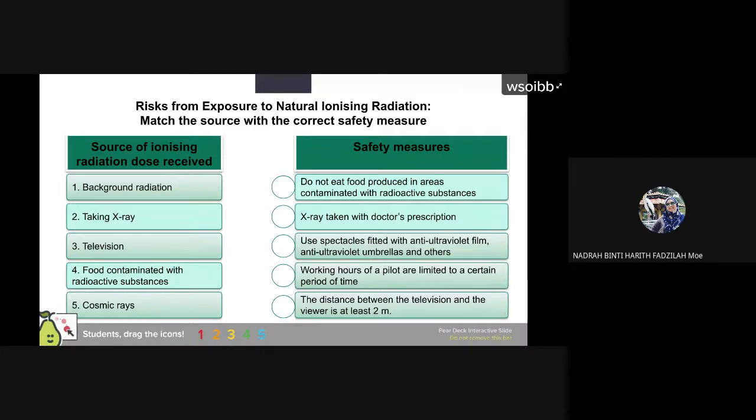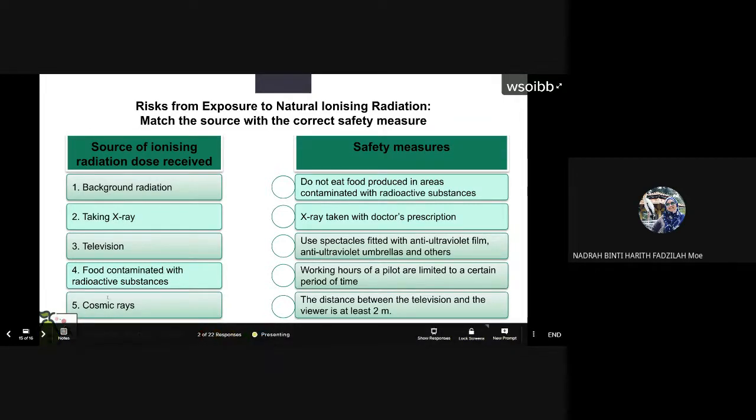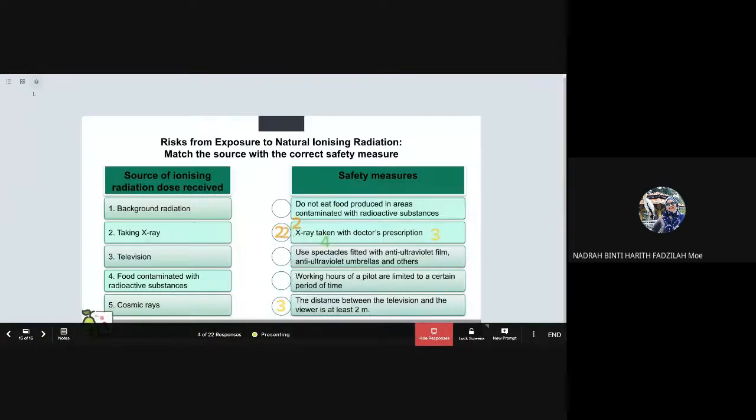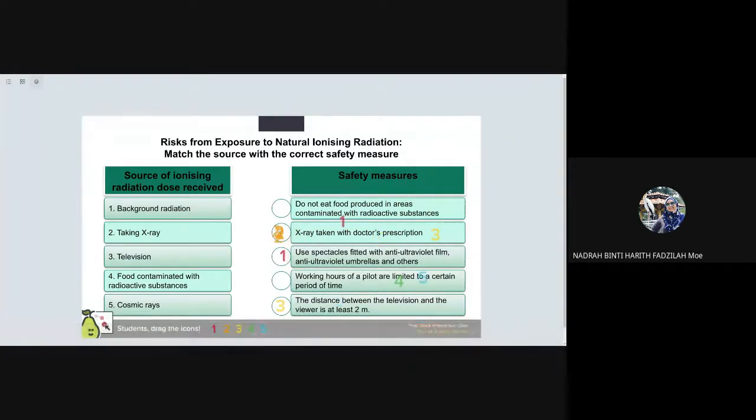Okay, so these are a list of different sources of ionizing radiation dose. Ada background radiation, taking X-ray, TV, food contaminated with radioactive substance and cosmic rays. Can you match the source with the correct safety measures on the right? Okay, can you match the source with the correct safety measures? Yang paling obvious X-ray lah kan? Senang je.